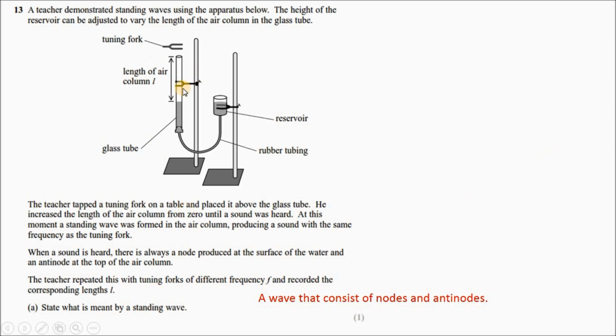Now if you see, this is the idea. I just want to explain to you what is happening here. Sound waves are produced from this tuning fork. They go into this air column, and this air column behaves as an organ pipe, a musical instrument.